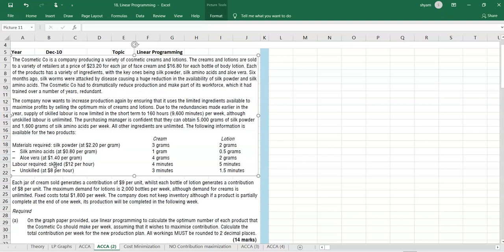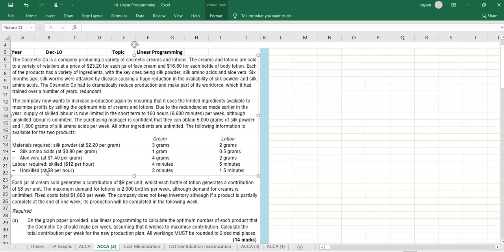And labor skilled, he has said the maximum available is 160 hours. But here only 4 minutes and 5 minutes are given, in terms of minutes. Rather than converting these into hours, which is absolutely difficult, better take 9,600 minutes. So it's going to be 4x plus 5y equals, or rather at most, 9,600. Do what is easier for you. Don't convert this number into hours. You could put 4 divided by 60, but the number that you will get would be 0.0 something, which becomes very difficult. So solve the sum in the easiest way.